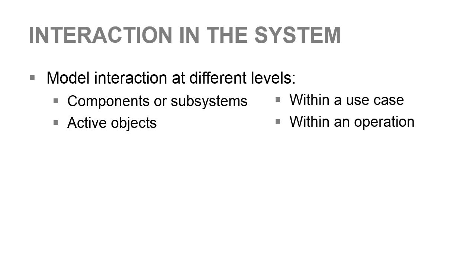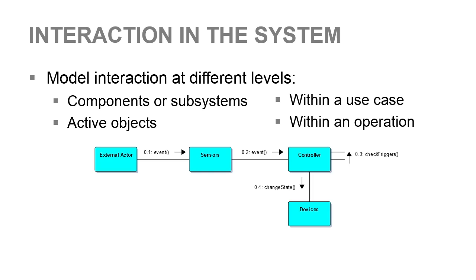Communication diagrams are used to model interaction between different elements of the system. Those elements can be high level, like components or subsystems within the system. For example, you might model the interaction between clients and a server in this way, or between the sensors, controller, and devices in the home automation system.